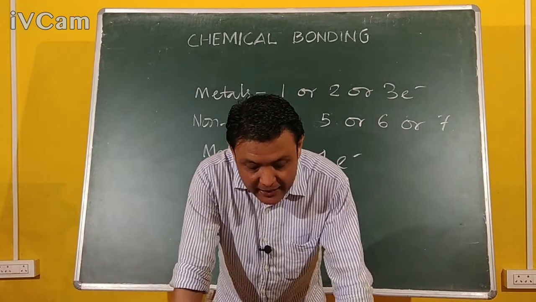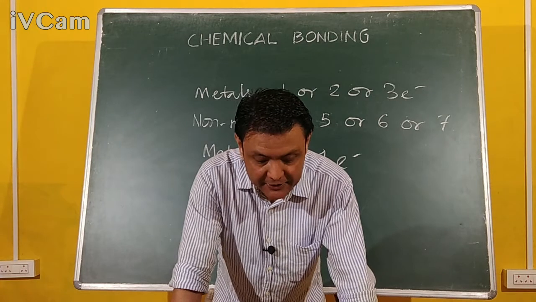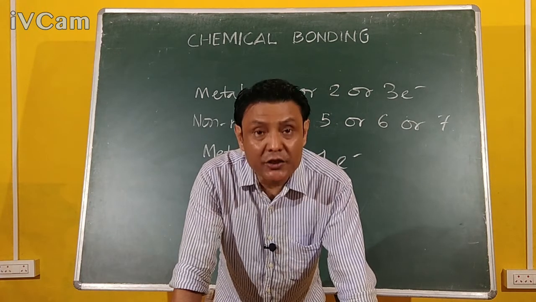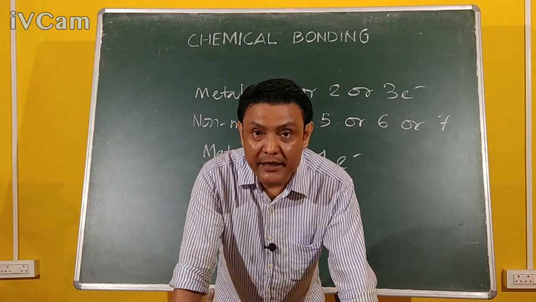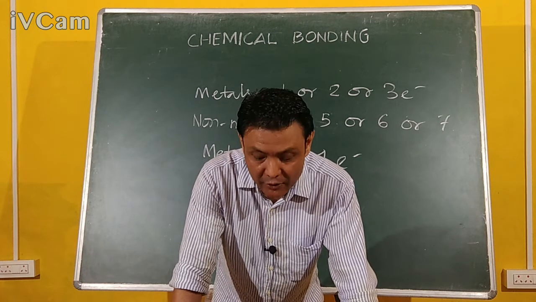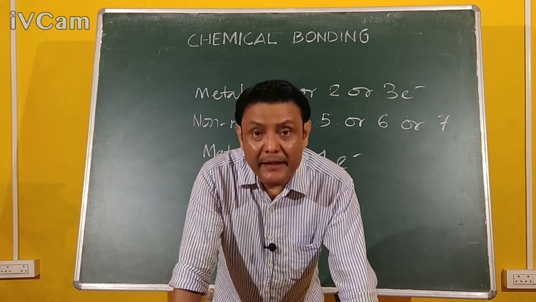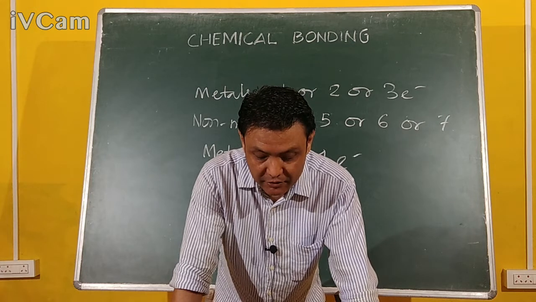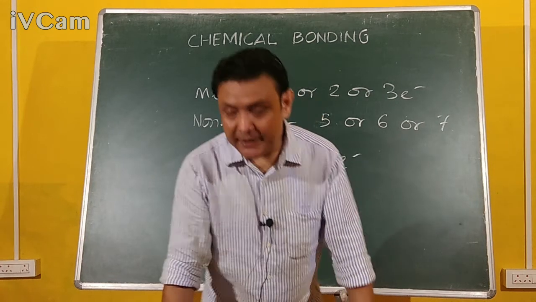So, atoms of elements other than noble gases have unstable electronic configuration. That is, the outermost shell is incomplete. It does not have 8 electrons in the outermost shell. So, they either lose or gain or share electrons. Okay, so that is the chemical reaction.